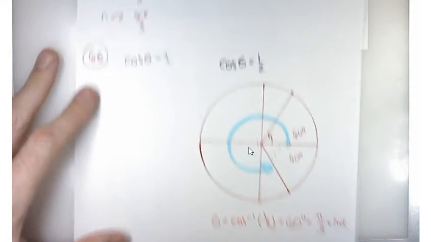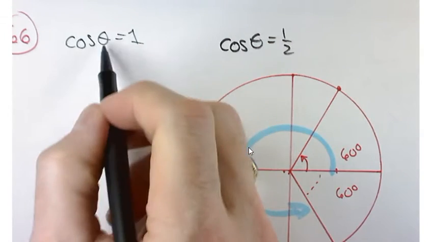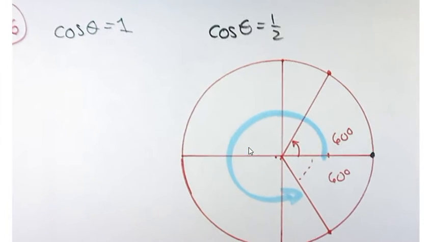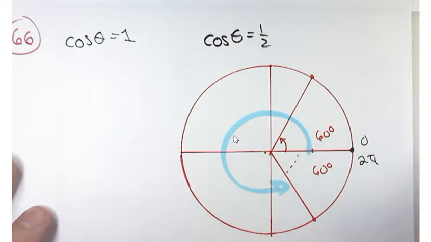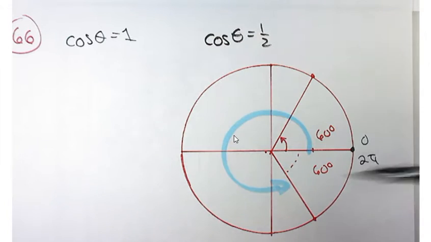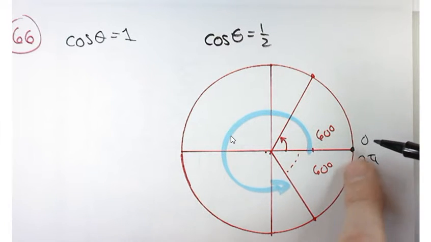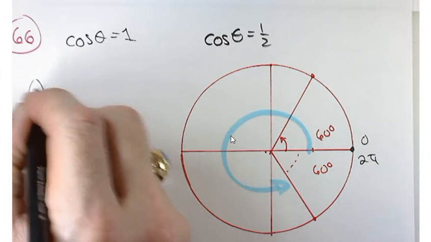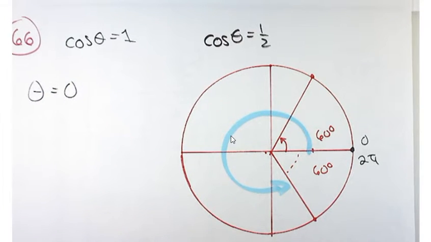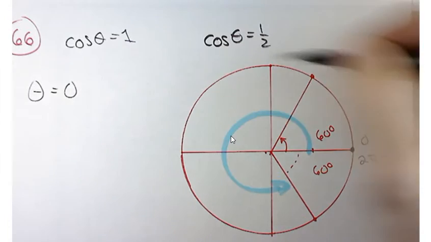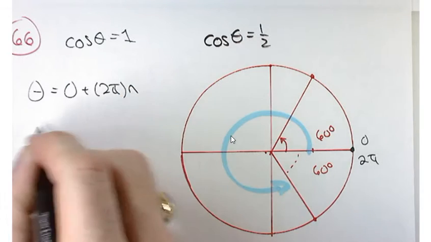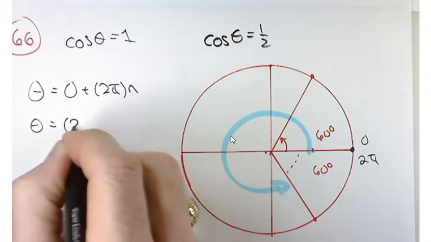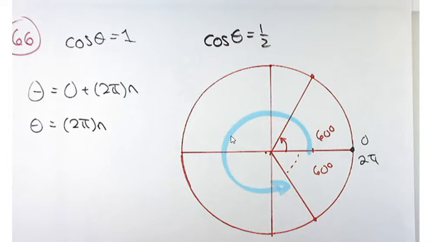Cosine of theta equals 1 when you're right here. Now there's two names for that, 0 or 2 pi. Actually, there's quite a few names for that if you go beyond this, but let's just keep it simple. Choose a 0, so theta equals 0. Now, if you want to encompass the fact that if I go around again and again, 2 pi times n, theta is just a multiple of 2 pi. That's it. So those are your general solutions there.